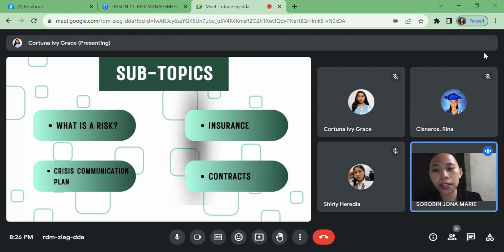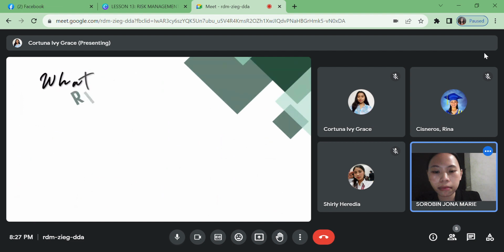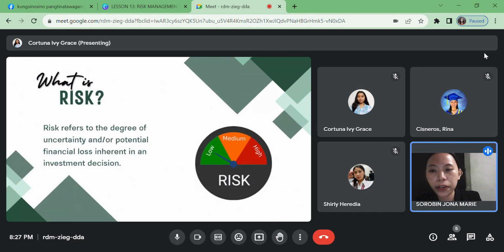So here are our subtopics. First, what is risk? Second is the crisis communication plan. Third is insurance. And fourth is contracts. So first, what is risk?